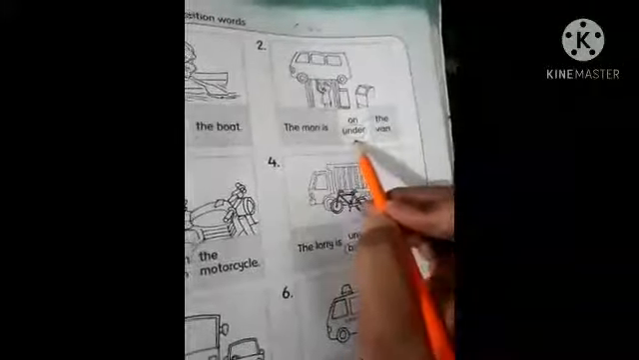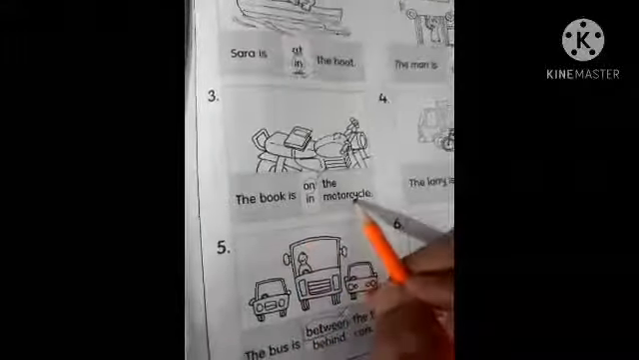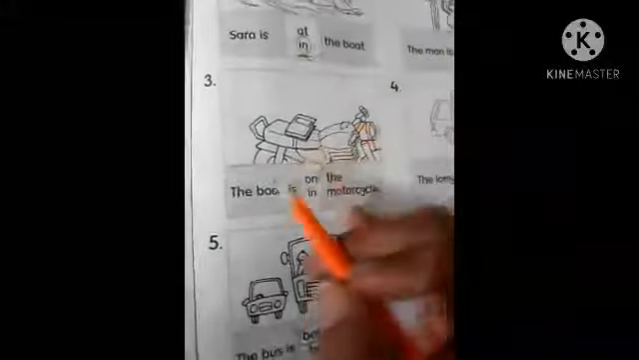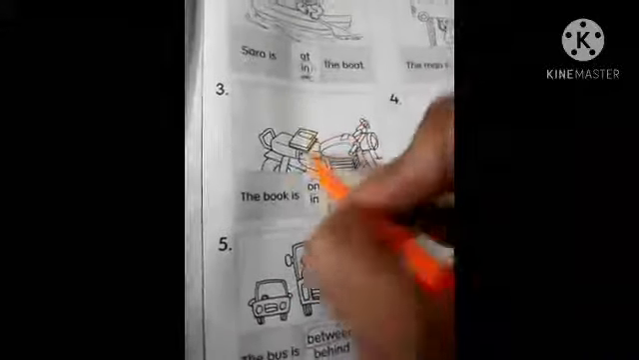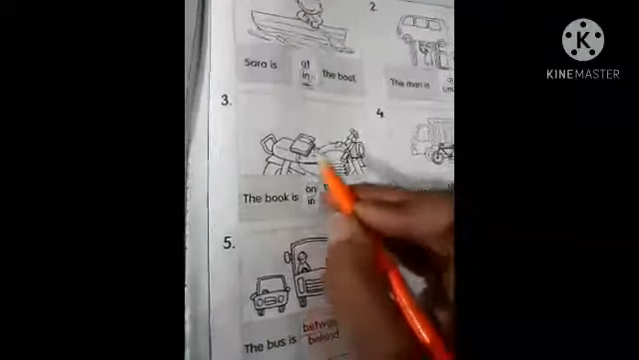Now come on the next picture. Here we have a blank. The book is on the motorcycle or the book is in the motorcycle. Which word is describing the position of this book? Yes, the book is on the motorcycle. So we should make a circle around on because this word is describing the position of this book.